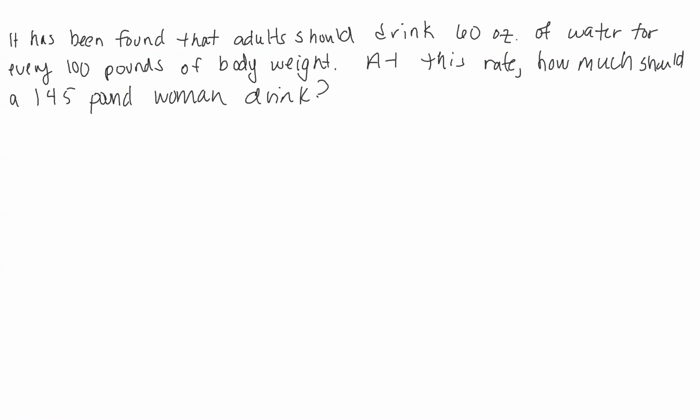All right, let's look at another one. We're going through these pretty quick. All right, so for this one, it has been found that adults should drink 60 ounces of water for every 100 pounds of body weight. At this rate, how much should a 145-pound woman drink? So breaking up this information, we found that there should be 60 ounces of water consumed for every 100 pounds of body weight. So set up your rate.